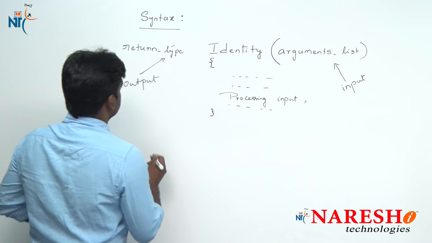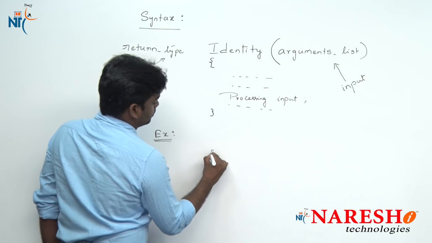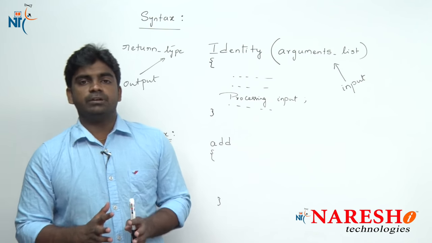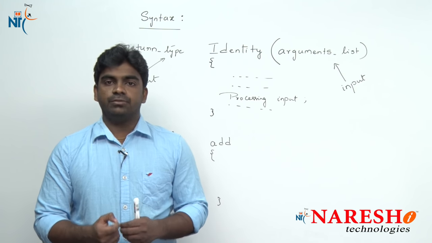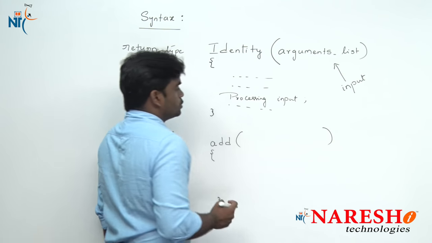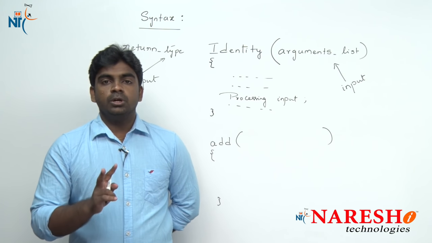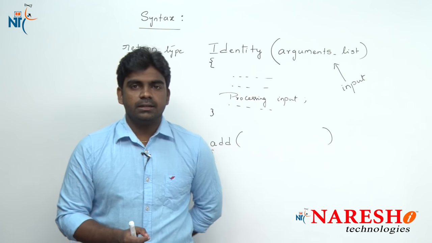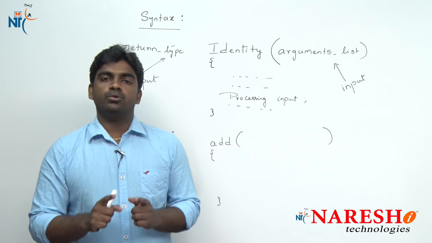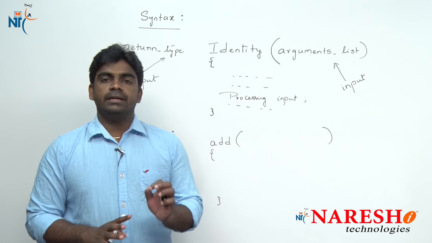If you see an example, then you will get more clarity. Just consider the block of instructions is the add function. I want to perform an addition operation, add function. If you want to perform addition, what is the minimum input you have to pass? The minimum input is two integers. For example, take a calculator. I want to perform an addition operation. You have to press a minimum of two numbers, or else it is not possible to perform addition.